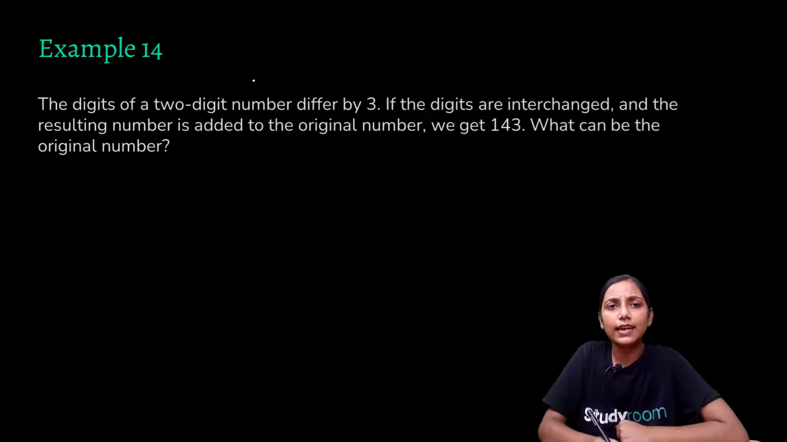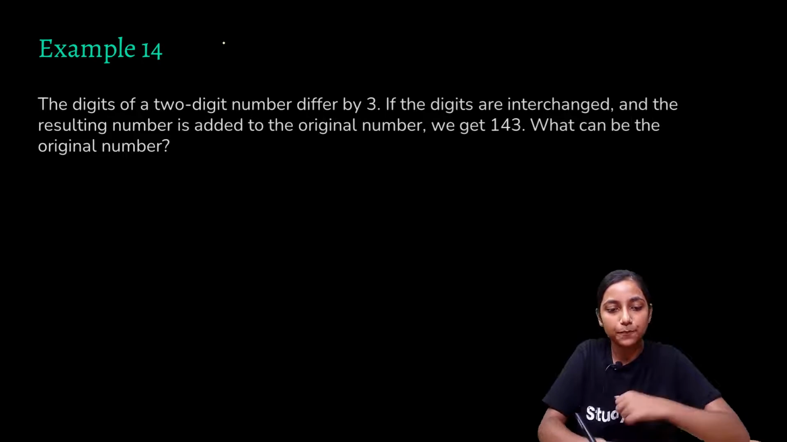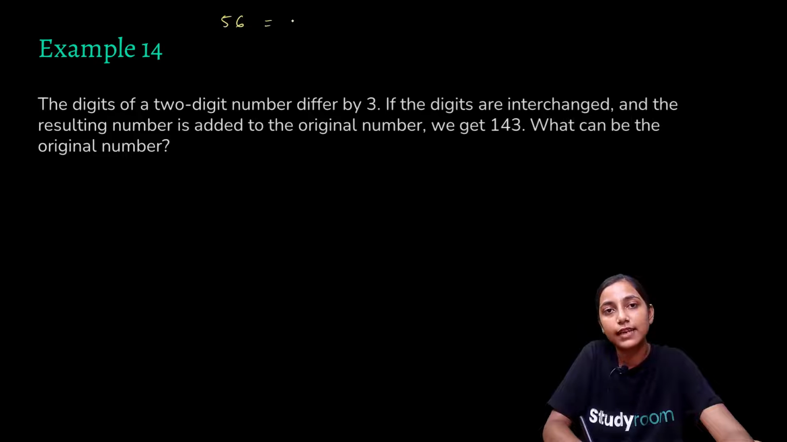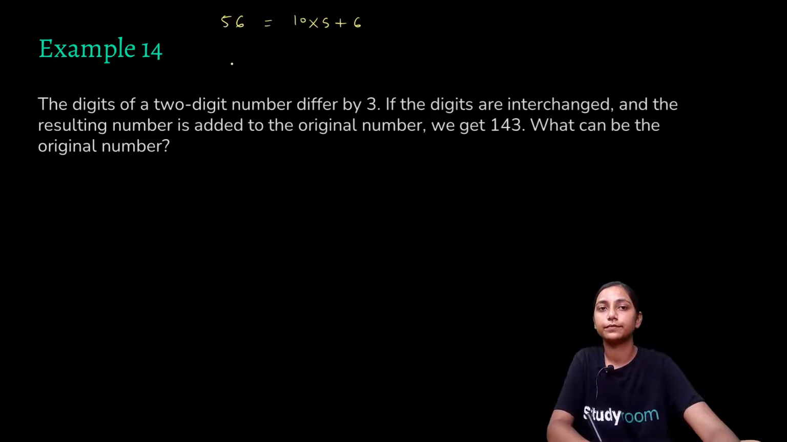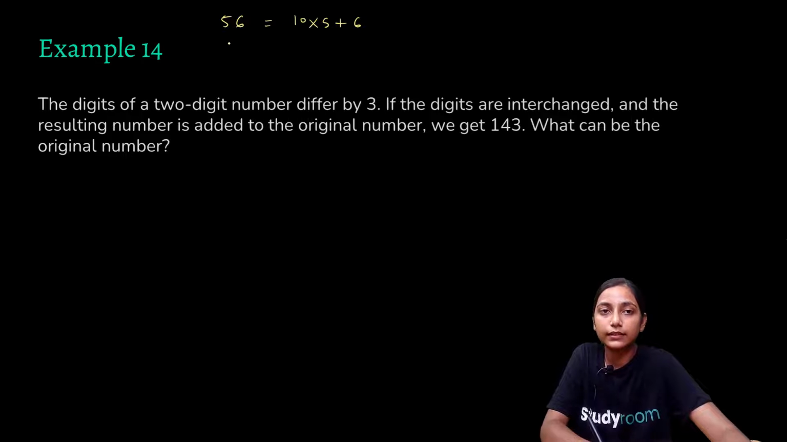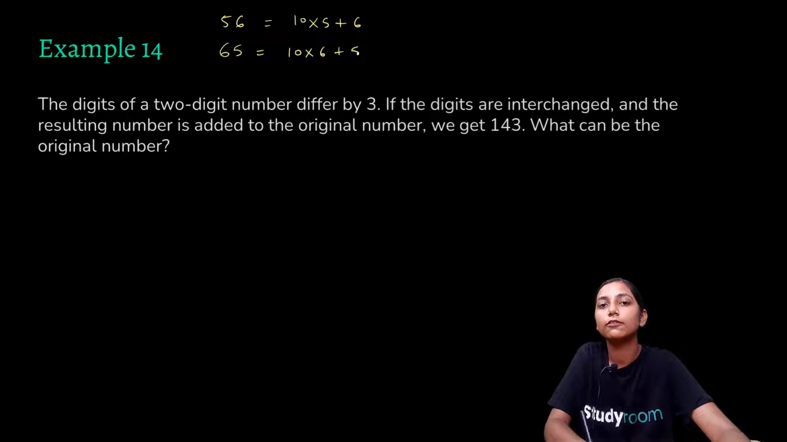So just take an example that if we have a two-digit number and that number is 56, we can write 56 as 10 into 5 plus 6. Now if the digits are interchanged, this number will become 65. The 65 can be written as 10 into 6 plus 5.